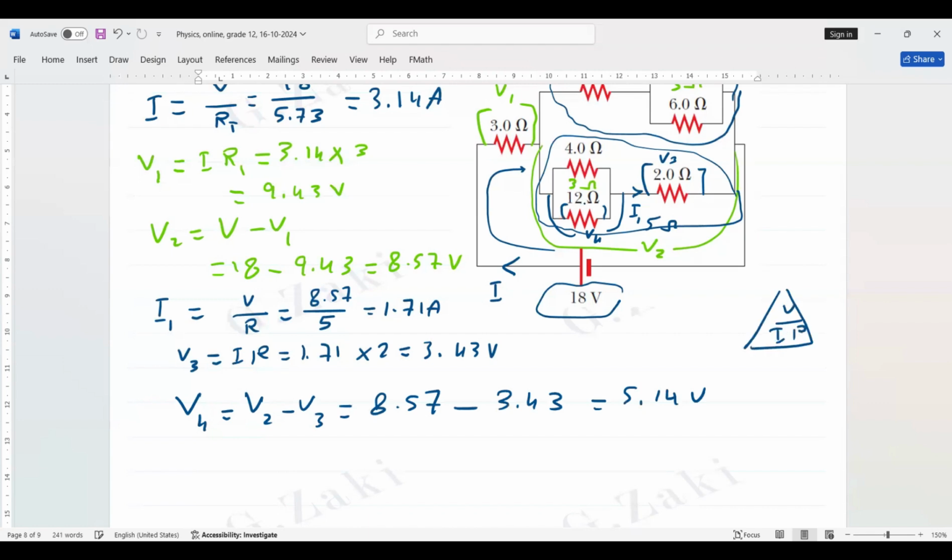Now the voltage around the 12 ohm is 5.14 and the resistance is 12. By using Ohm's law, we can get the current now in the 12 ohm resistor. The current is V over R. V is the same voltage because they are parallel, which is 5.14, and the resistance is 12. So 5.14 divided by 12. So the answer is 0.43 ampere. This is the answer, okay?